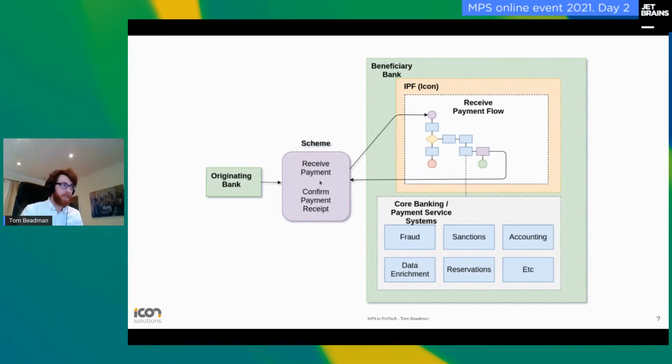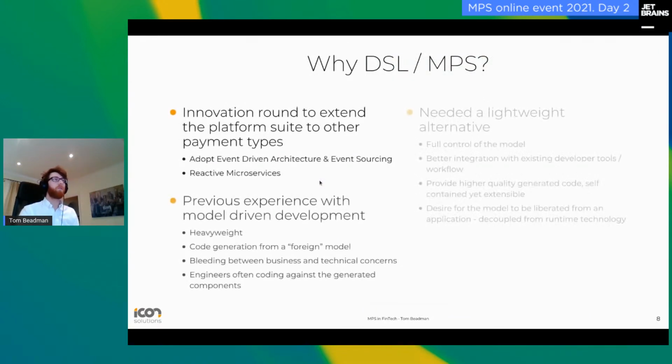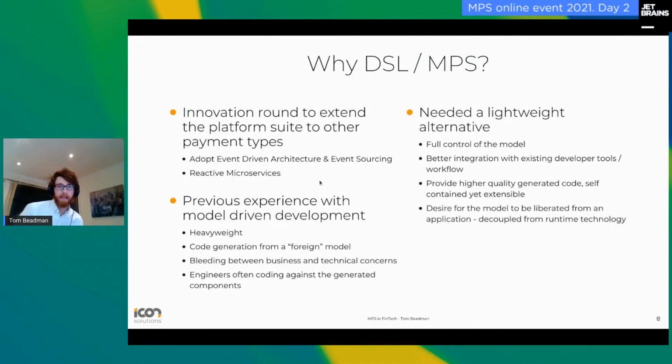So the next question is, given that, well, why a DSL and why MPS? And why do we choose to go with this? The IPF product has been around for a while. We're constantly innovating, and as part of our previous innovation round, we looked to a more extensible software architecture, adopting event-driven focuses, event sourcing, and to be more microservice orientated as well.